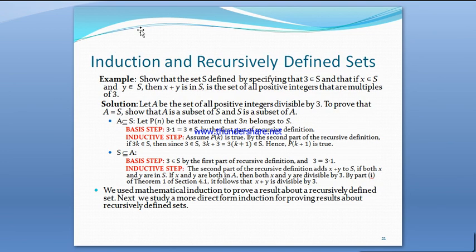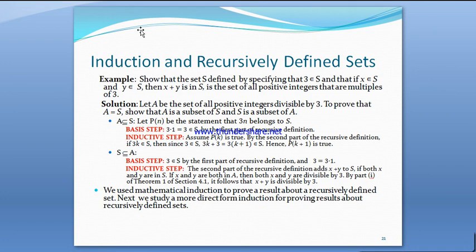Now let us consider an example showing induction and recursively defined sets. Show that the set S defined by specifying that 3 belongs to S, such that if x, y belong to S, then x plus y is in S, is the set of all positive integers that are multiples of 3. Let us do this by using structural induction. Let A be the set of positive integers divisible by 3. To prove that A equals S, we show that A is a subset of S and S is a subset of A.